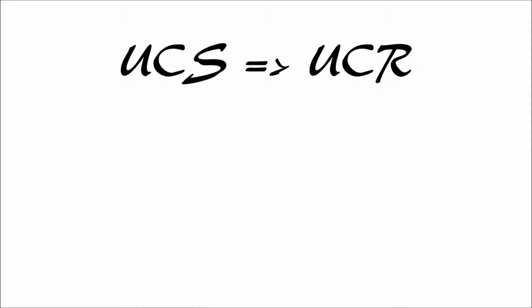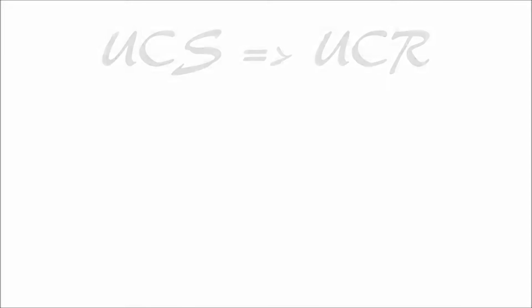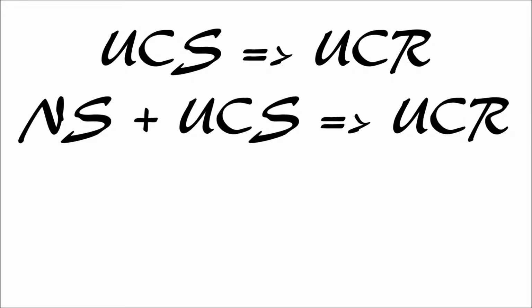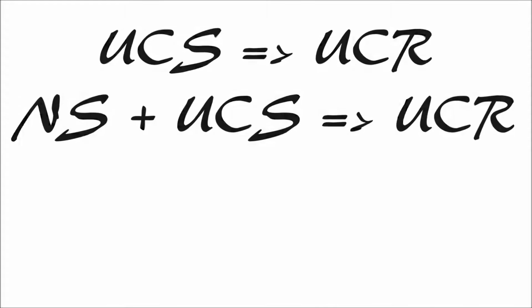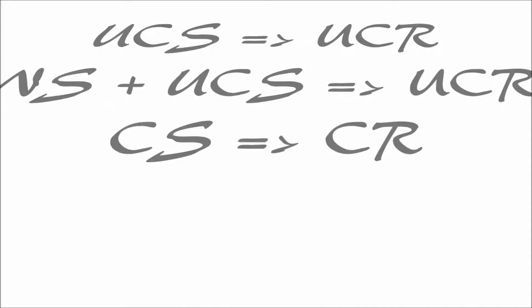An unconditioned stimulus yields an unconditioned response is the first step. The second step is where a neutral stimulus associated with an unconditioned stimulus yields an unconditioned response. And then finally, a conditioned stimulus yields a conditioned response.